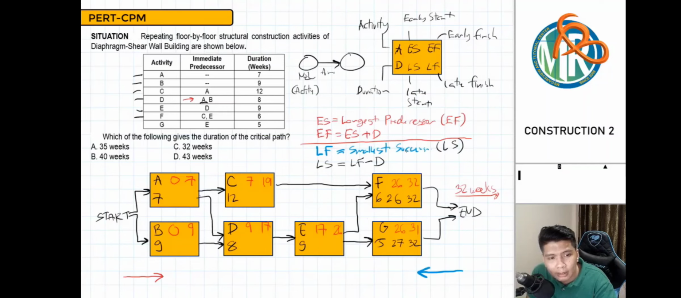So, di ba we will input the smallest successor na late start? So, sino mas maliit sa dalawa? Mas maliit 26. So, we will use 26 here. And then 26 minus 9, you'll have 17. And after that, proceed to activity D.